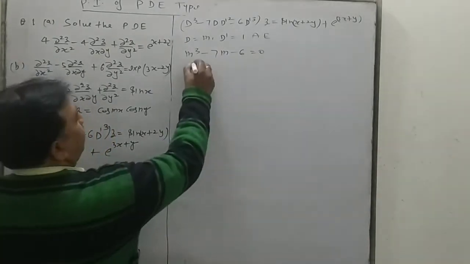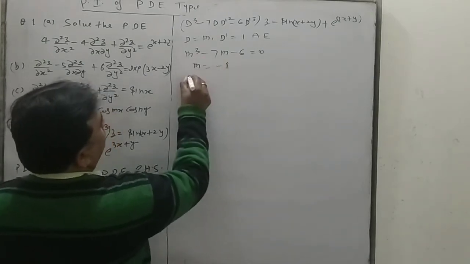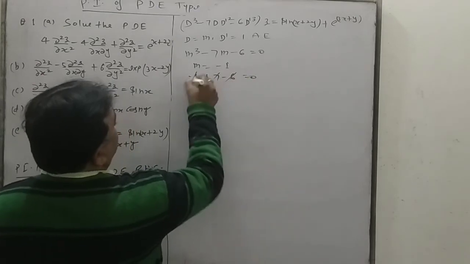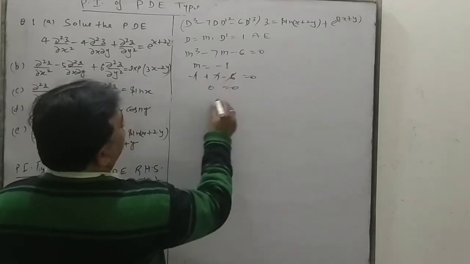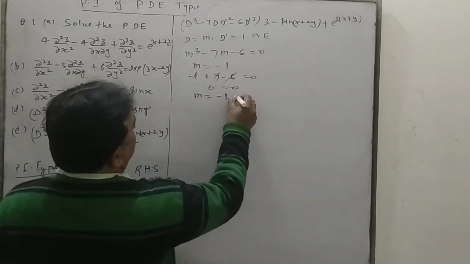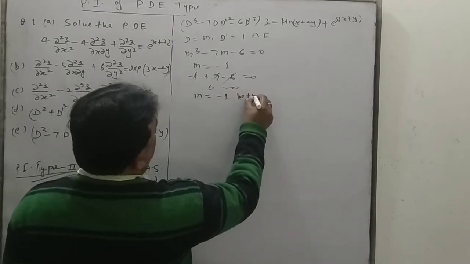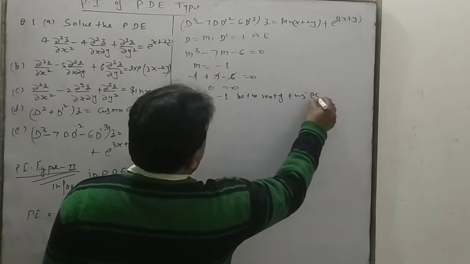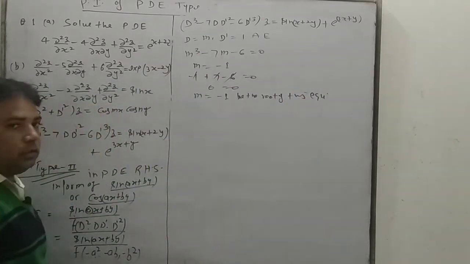So we say that the given value is a root of this equation. Putting m equal to minus 1: minus 1 plus 7 minus 6, that value is 0. So m equal to minus 1 is a root of this equation.